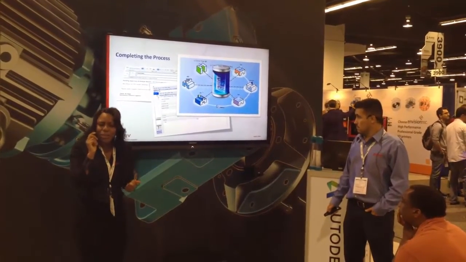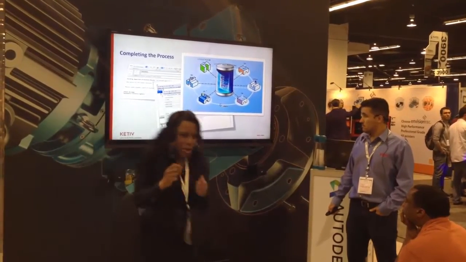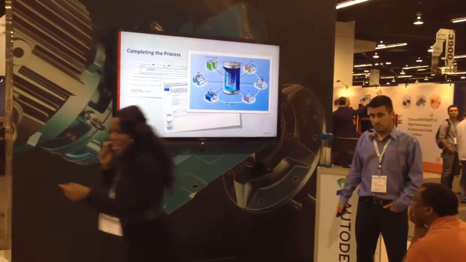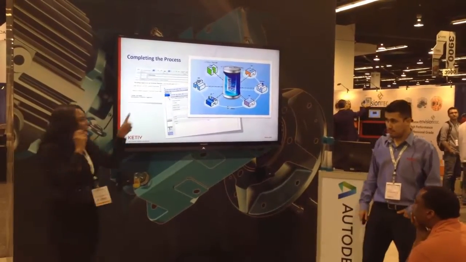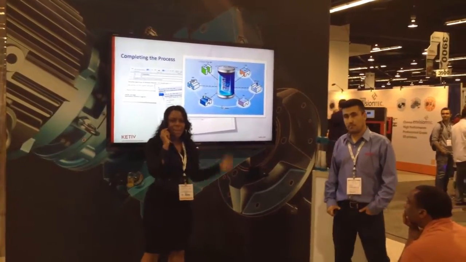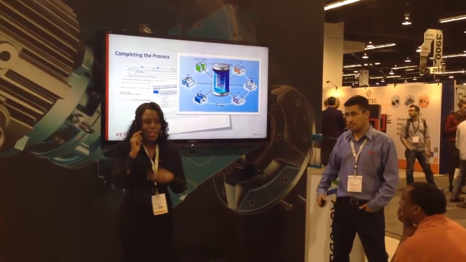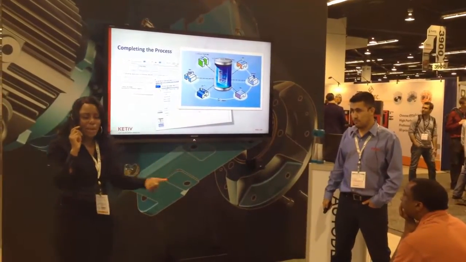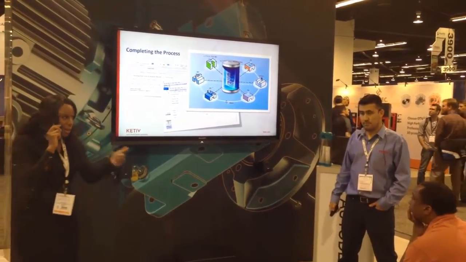I don't have to run around with a thumb drive saying, oh, I made a design change, I made a design change, I made a design change. Everybody is automatically emailed and updated at the same time, right? That's what's important. Saving time, saving money, reducing that design cycle. That's what we're talking about.